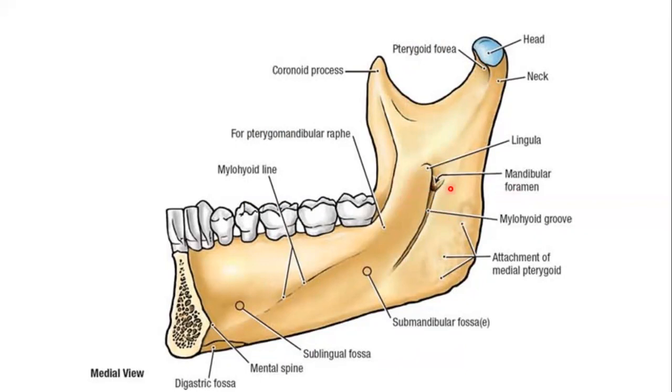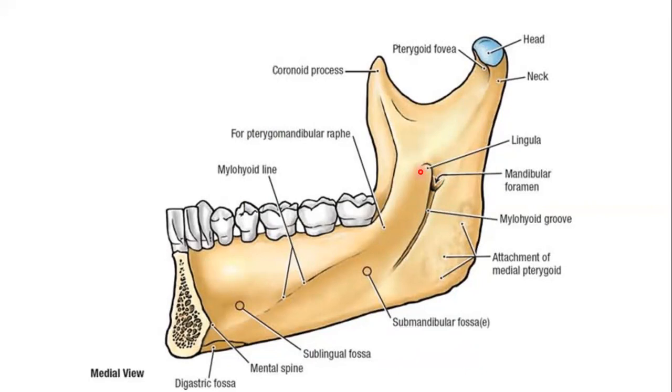We have a mandibular foramen, which runs into the mandibular canal, which is not shown here. The mandibular canal runs into the substance of the bone. So this is the mandibular foramen, and anterior to that is a projection, which is the lingula. Then is the mylohyoid groove.